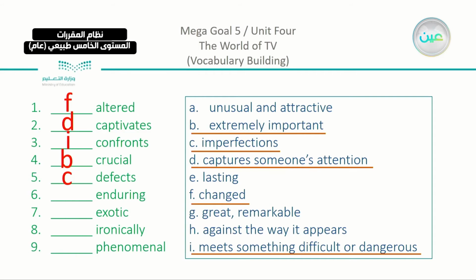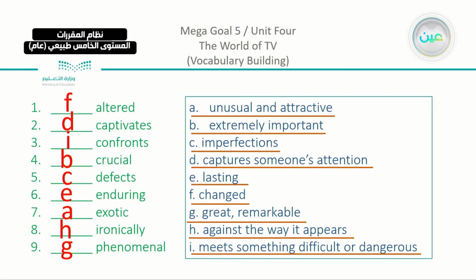Let's see, first of all, enduring. Let's start here with number 6. Enduring here, as we said, means the stories go on, they continue. So it's going to be E, which is lasting, and then A, which is unusual or exotic. And then you have two meanings left. We have here great and remarkable, and also H, which is against the way it appears. And of course, phenomenal here is going to be G, which is great and remarkable, which leaves us the last one, H, against the way it appears, which is going to be ironically.